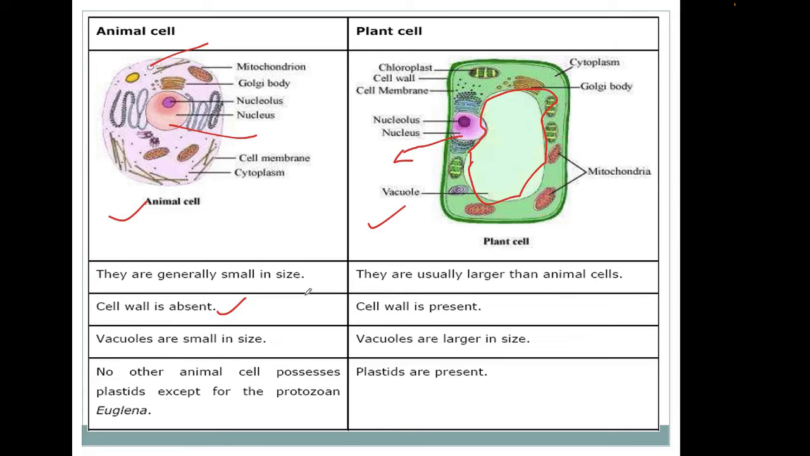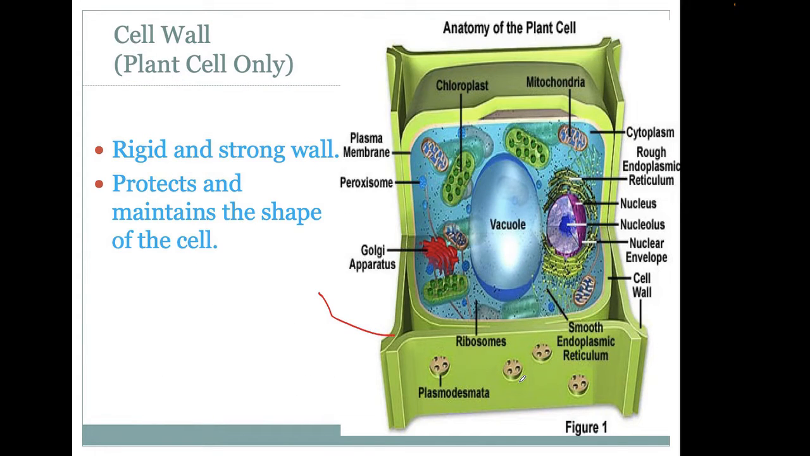In the animal cell, the storage material is glycogen granules, but in the plant cell, the storage material is starch grains. Okay, this is the difference between the animal cell and plant cell.